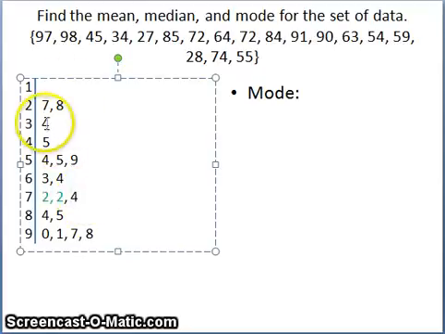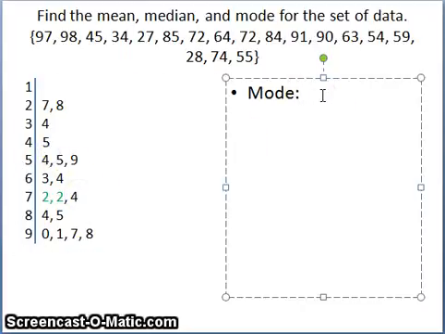Some of you might be asking, well, but I see lots of 4s. I see a 4 there, a 4 here, a 4 here, but they're different 4s because they're on different stems. When looking for the mode, you have to look at each stem individually. If we had another stem that had 2 of the same leaves on it, then we would have a tie for mode.